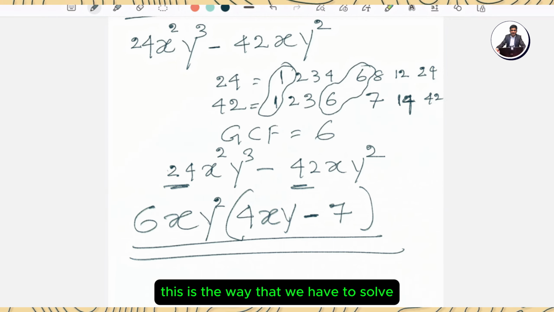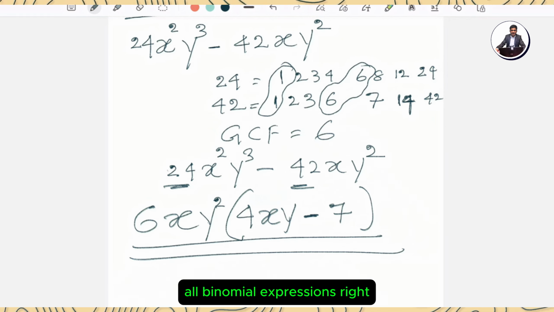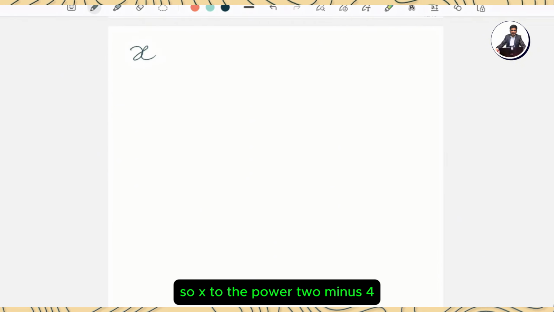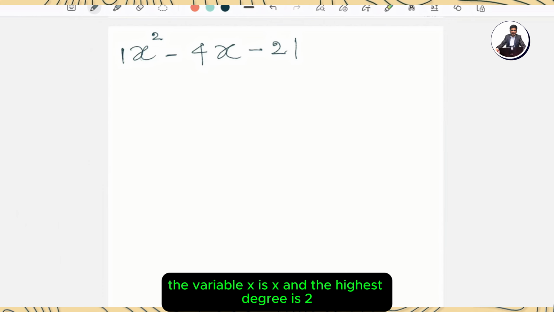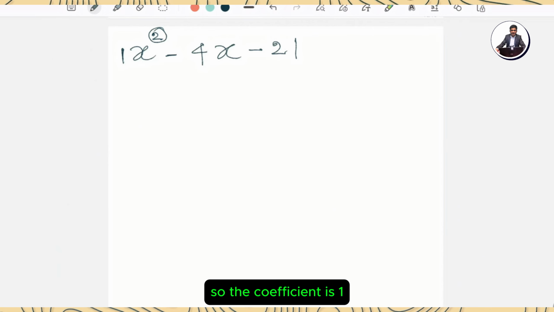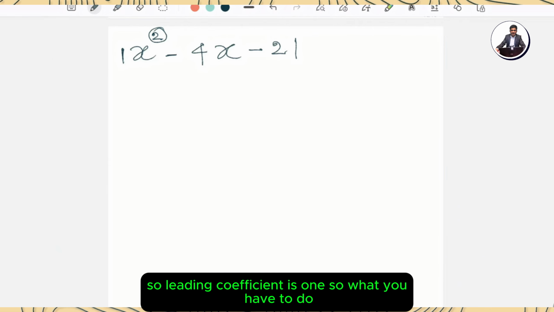So this is the way that we have to solve all binomial expressions. Let me show you a trinomial expression, how to factor trinomial expressions. So x to the power 2 minus 4x minus 21. So the leading coefficient is 1, right? The variable is x and the highest degree is 2. So the coefficient is 1, so leading coefficient is 1.